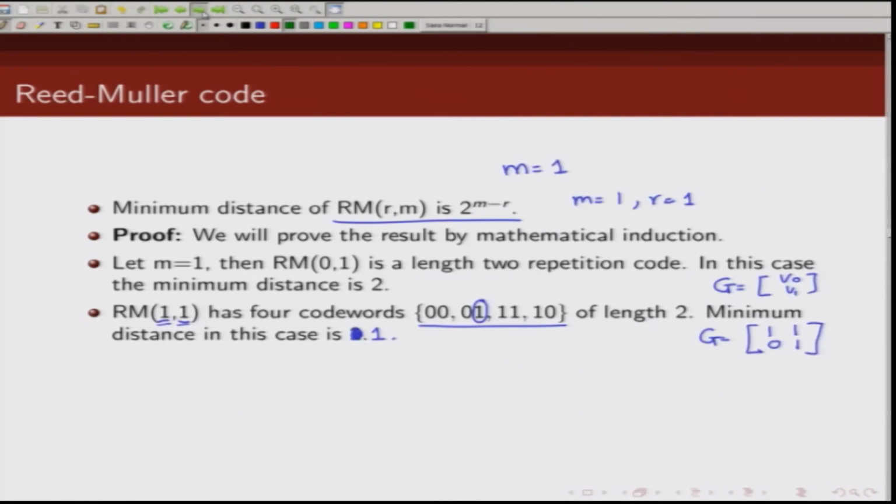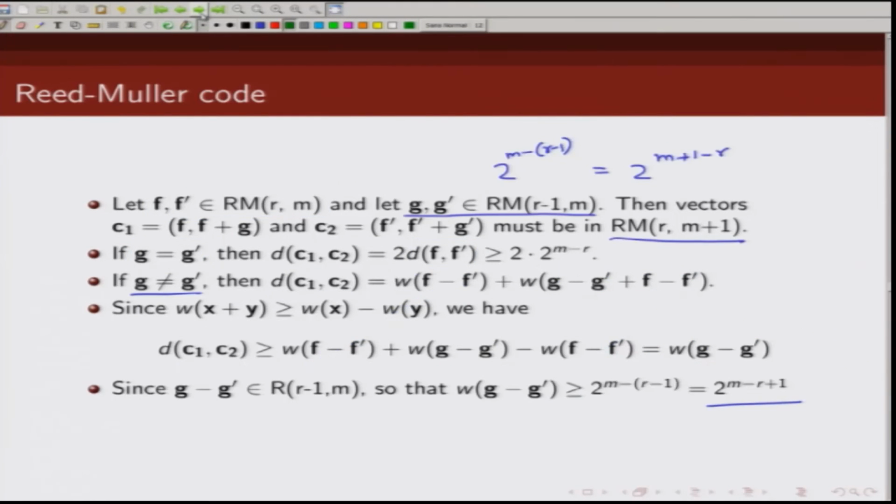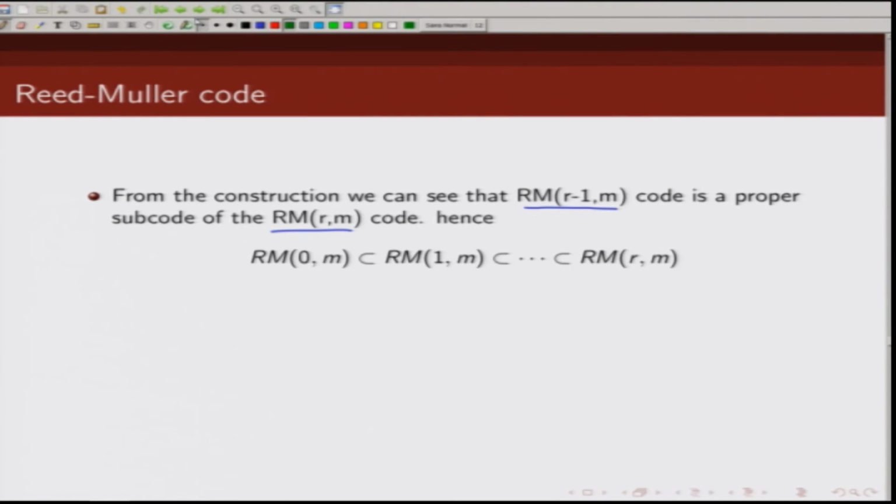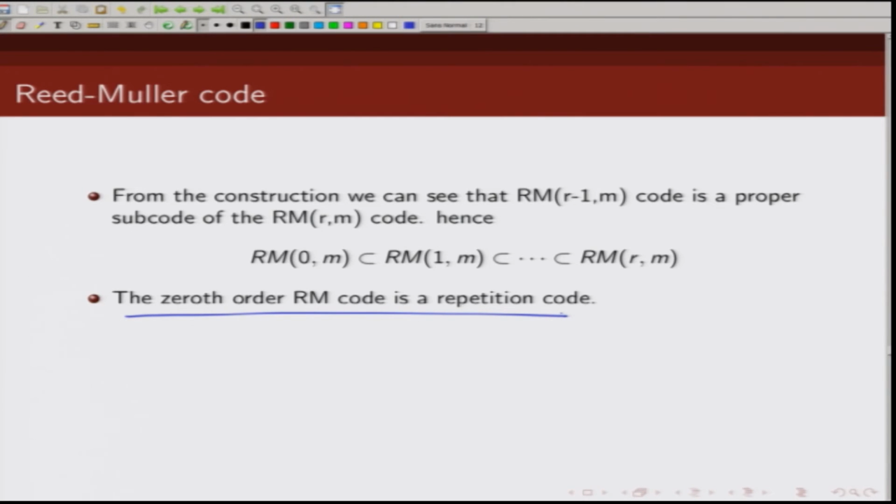So, from the construction you can see that a smaller order Reed-Muller code is essentially a proper subcode of a larger order Reed-Muller code. So, this relation holds, and this can be easily seen from the construction of Reed-Muller code. The 0th order Reed-Muller code is a repetition code. This we have shown earlier also. Note that for the 0th order Reed-Muller code, your G matrix will only have this V0, which is all ones, and that is precisely the generator matrix for repetition code.